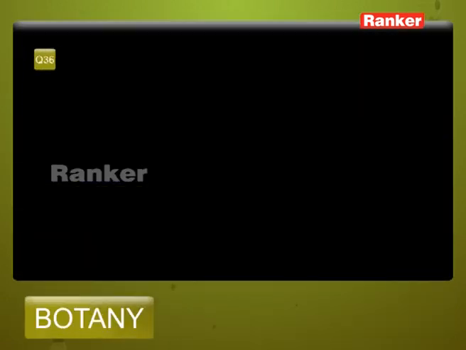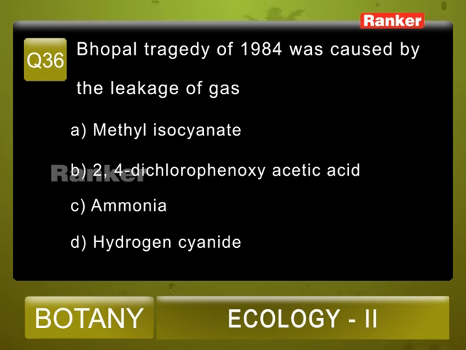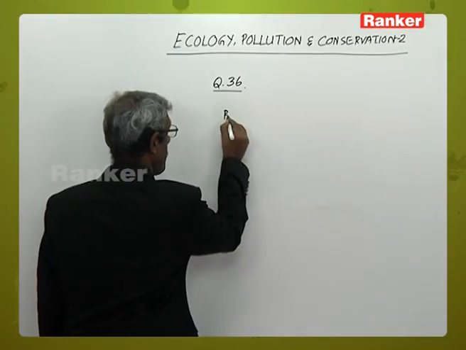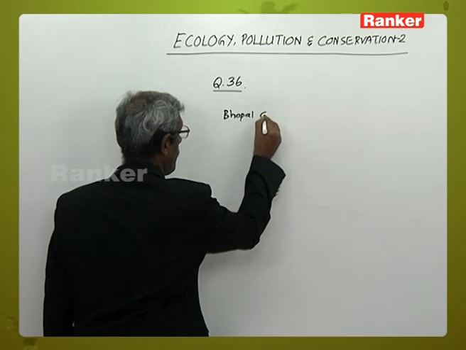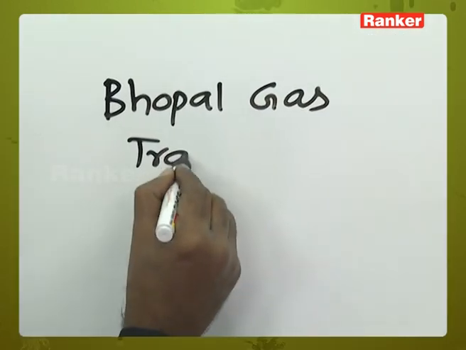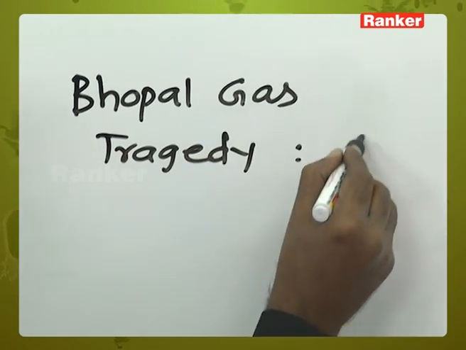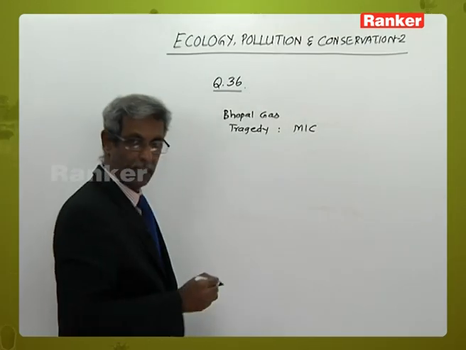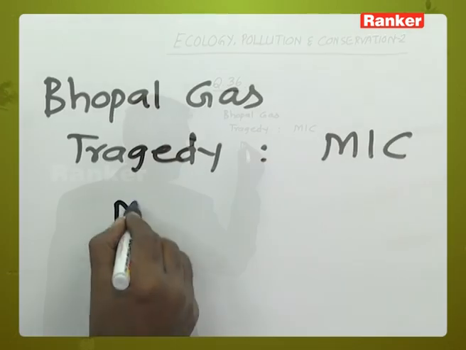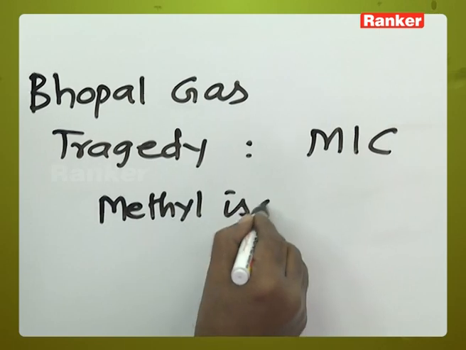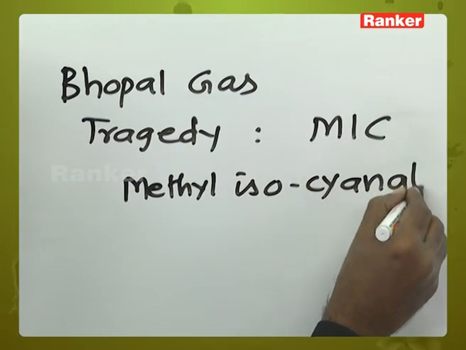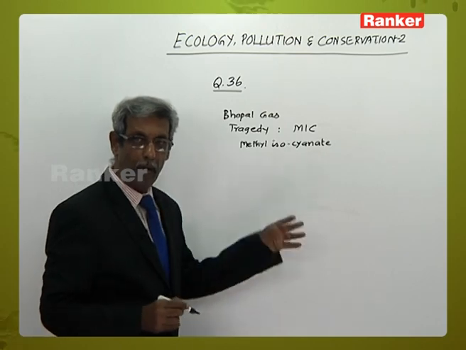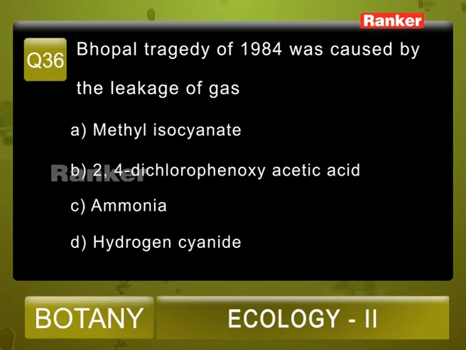Question number 36. Bhopal tragedy of 1984 was caused by the leakage of the gas: A. Methyl isocyanate, B. 2,4-dichlorophenoxyacetic acid, C. Ammonia, D. Hydrogen cyanide. Always, the Bhopal gas tragedy is associated with methyl isocyanate, which is a byproduct of the ammonia industry for fertilizers. The answer is A.